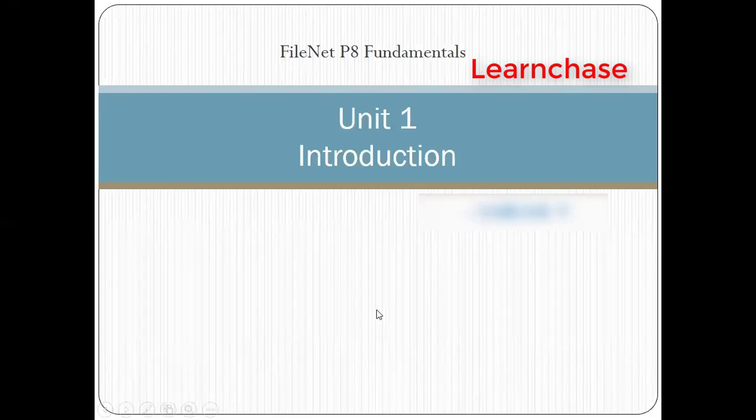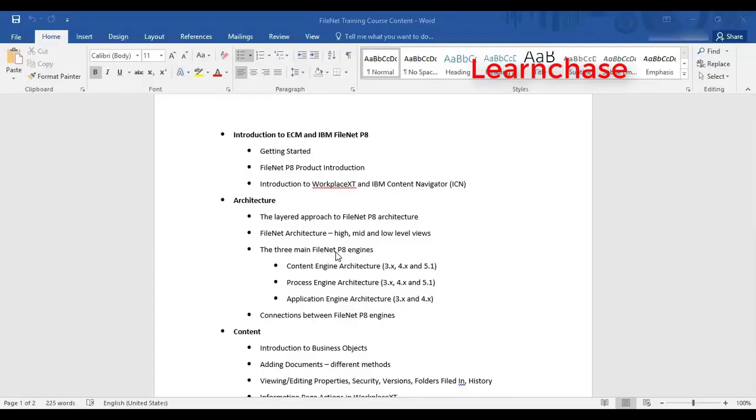Now the other is the introduction to ECM and IBM FileNet P8, and majorly we will be dealing with FileNet P8 5.1 version. IBM FileNet P8 really became a large product from 3.0 onwards. There are multiple versions: 3.5, 4.0, 4.5, 5.1, and 5.2.